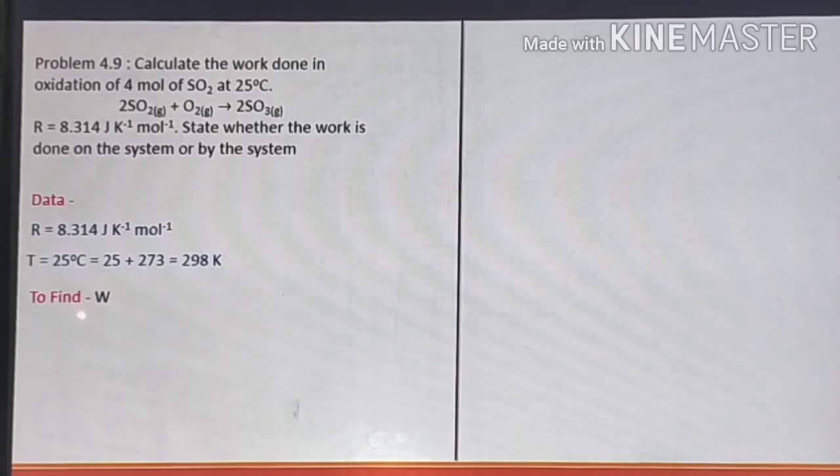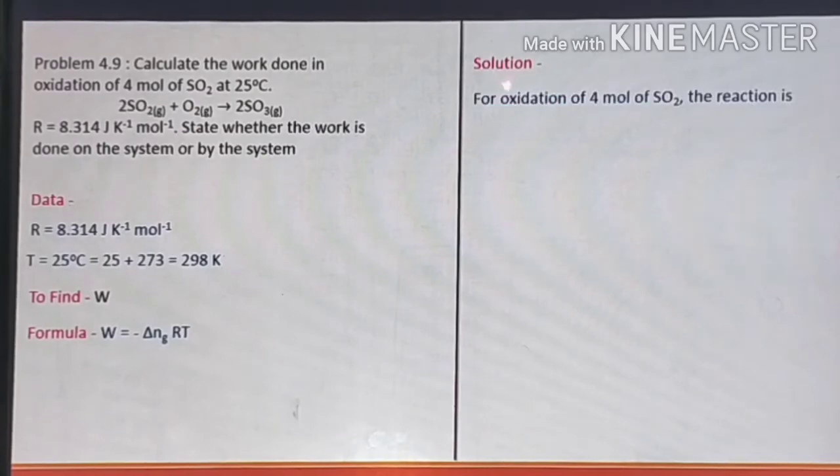What do I want to find out? I want to find out work. What formula am I going to use? W is equal to minus delta Ng RT. This relation we have derived in this session under the heading work done during the chemical reaction. Now see the solution of the problem.